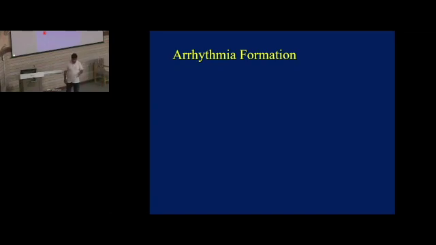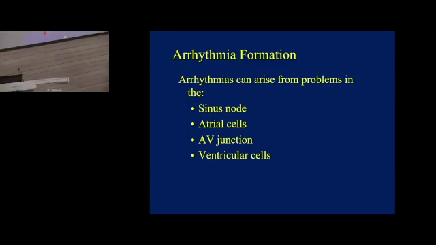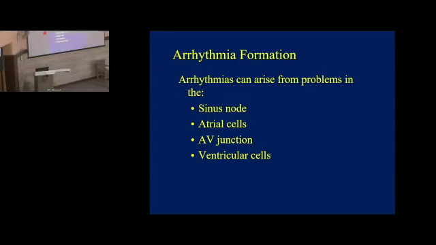So what can be the origin of this arrhythmia? Arrhythmias can arise from problems in these different parts. So what are those? Sinus node, atrial cells in the atria, then we can have problem in the AV junction, and we can have problem in the ventricular cells. So these can be the areas from where this problem of arrhythmia can arise.